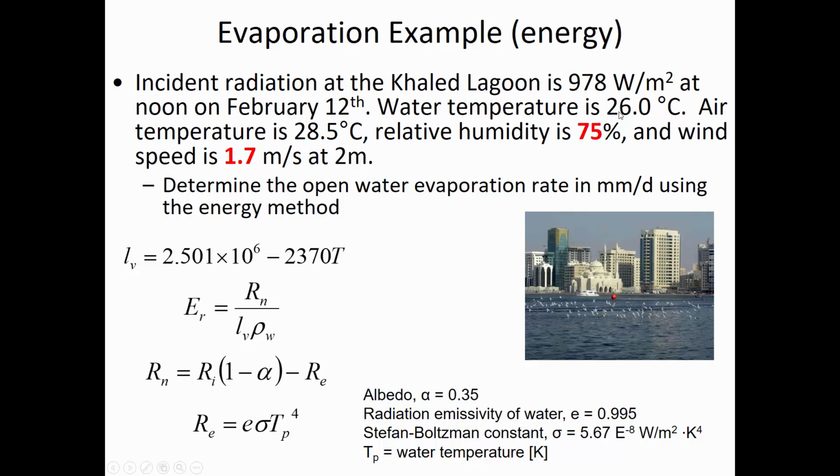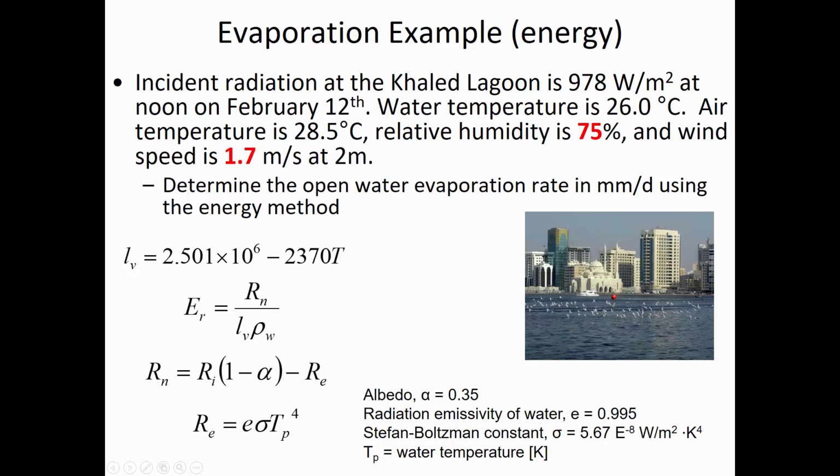And the reason why that's significant is that, remember, the water temperature influences how much energy is needed to vaporize a kilogram of water, so the latent heat of vaporization. The relative humidity is 75%, and the wind speed is 1.7 meters per second at 2 meters of height. Now, you don't yet use this relative humidity or wind speed when all we're doing is considering the energy.